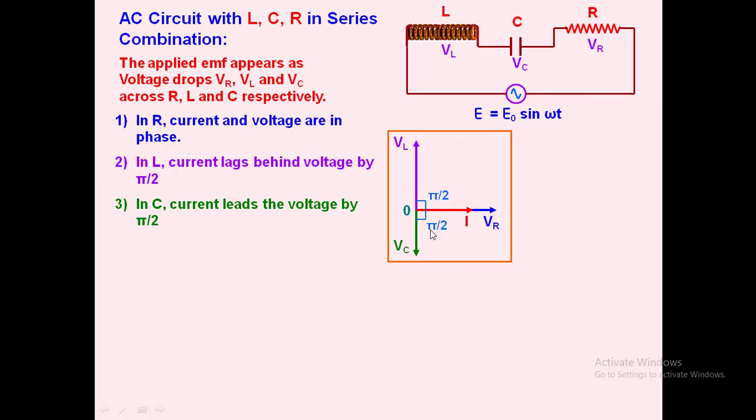Now here if you can see in the phasor diagram, the voltage is going to lag the current by an amount pi by 2, such that the voltage across the inductor and the voltage across the capacitor are present along the same line but in opposite directions, whereas both the voltages are perpendicular with respect to the voltage across the resistor.